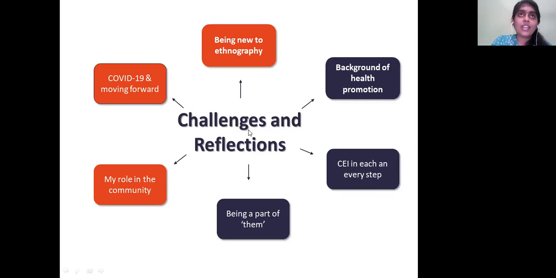Within this short time period engaged in ethnographic fieldwork, I have faced a few challenges because I am new to ethnography. It was a challenge dealing with my role in the community as a participant and at the same time as an observer. And the most prevailing challenge now is COVID-19 and moving forward with my research activities. So I have planned to move forward with the diary study till the situation gets better. However, these challenges were overcome using my background in health promotion and the community-based interventions I carried out in the last few years. Community engagement and involvement in each and every step was a strength to me.